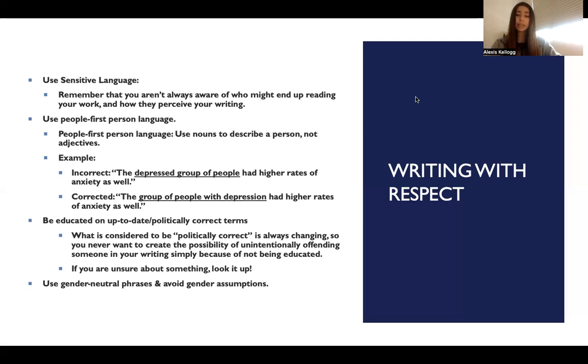Finally, we need to be educated on up-to-date and politically correct terms. The things that are considered to be politically correct are constantly changing, and you never want to unintentionally offend someone simply due to not being educated. Luckily, if we are unsure about something, it is very easy to look up and get a definitive answer. Along those lines, we should also be using gender-neutral phrases and avoiding gender assumptions in our writing.